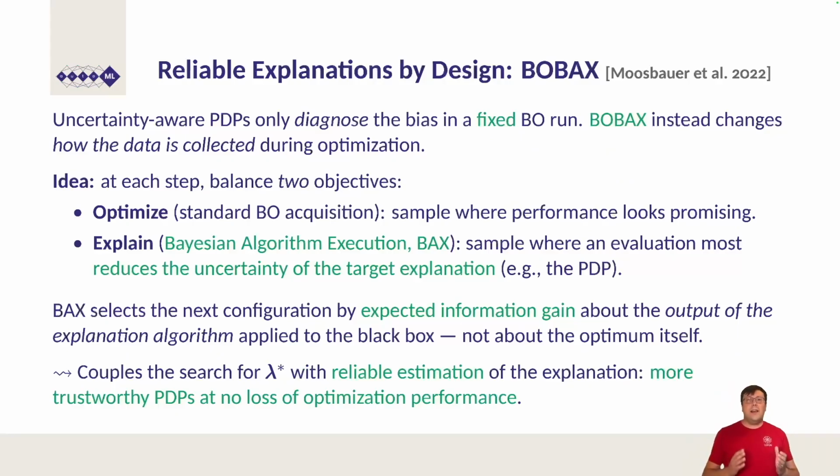Uncertainty bands only diagnose a fixed design. BOBAX, so Bayesian optimization and Bayesian algorithm execution, by Moosbauer et al., intervenes on the data acquisition itself. It interleaves two objectives within the run. Optimization steps use the standard acquisition, sampling where performance is promising. Explanation steps use Bayesian algorithm execution. They select a configuration whose evaluation maximally reduces uncertainty about the target explanation, the PDP, rather than about the optimum.